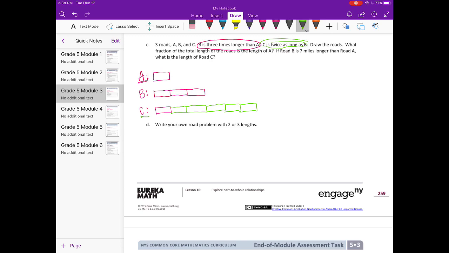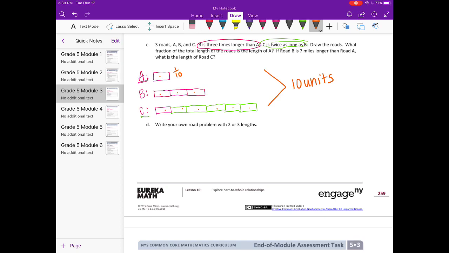What fraction of the total length of the roads is the length of A? So first, let's count how many units we have here. So we have 1, 2, 3, 4, 5, 6, 7, 8, 9, 10. So there are 10 units. A is just 1/10. A is 1/10 of the total length. So that is that part.